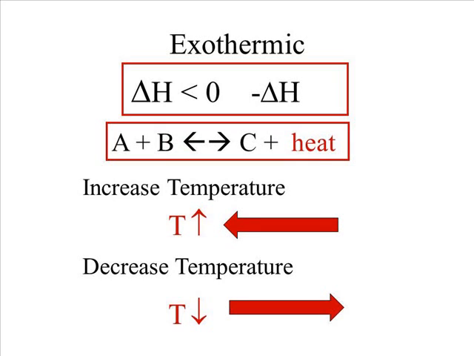Exothermic reactions, negative delta H or heat as a product, again, if you increase the temperature, then you're adding that product heat, the reaction will shift away to try to use up that heat and reduce your amount of product and increase your amount of reactant. If you decrease the temperature of an exothermic reaction, the reaction will shift to the right to try to create more heat and in the process create more product C.